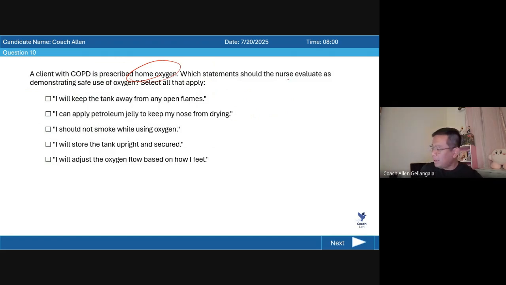Now we have someone who has home oxygen. We evaluate them, and which of the following is demonstrating safe use of oxygen at home? I will keep the tank away from any open flames. Is that good? It is good. I can apply petroleum jelly to keep my nose from drying. Is it good? Those are actually incorrect.